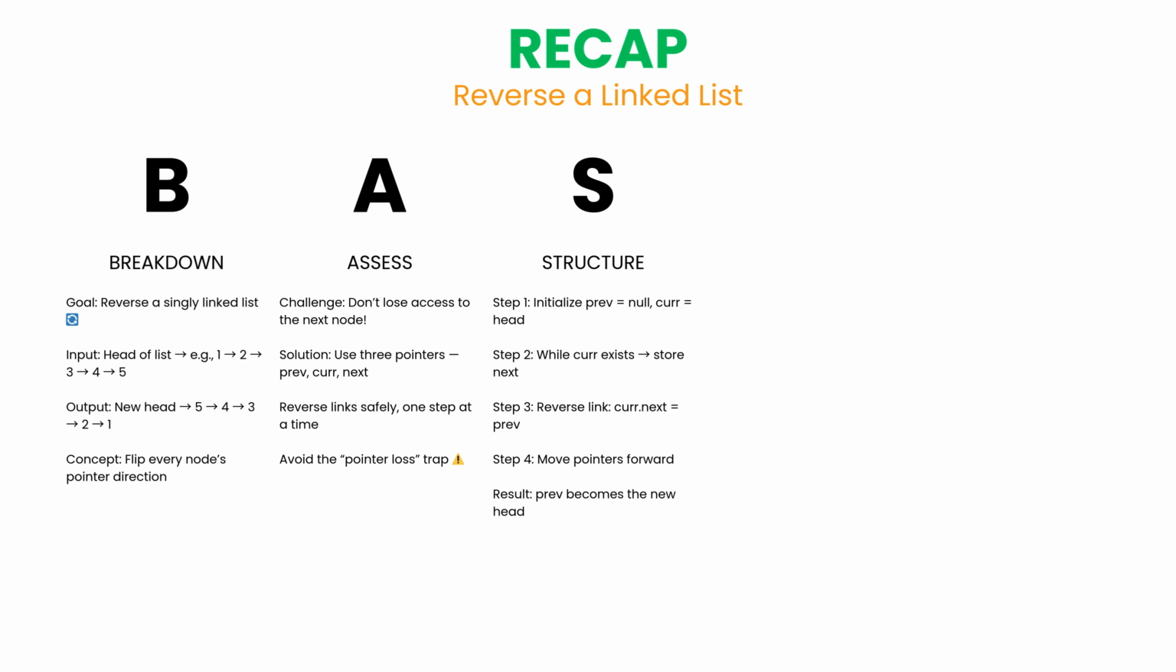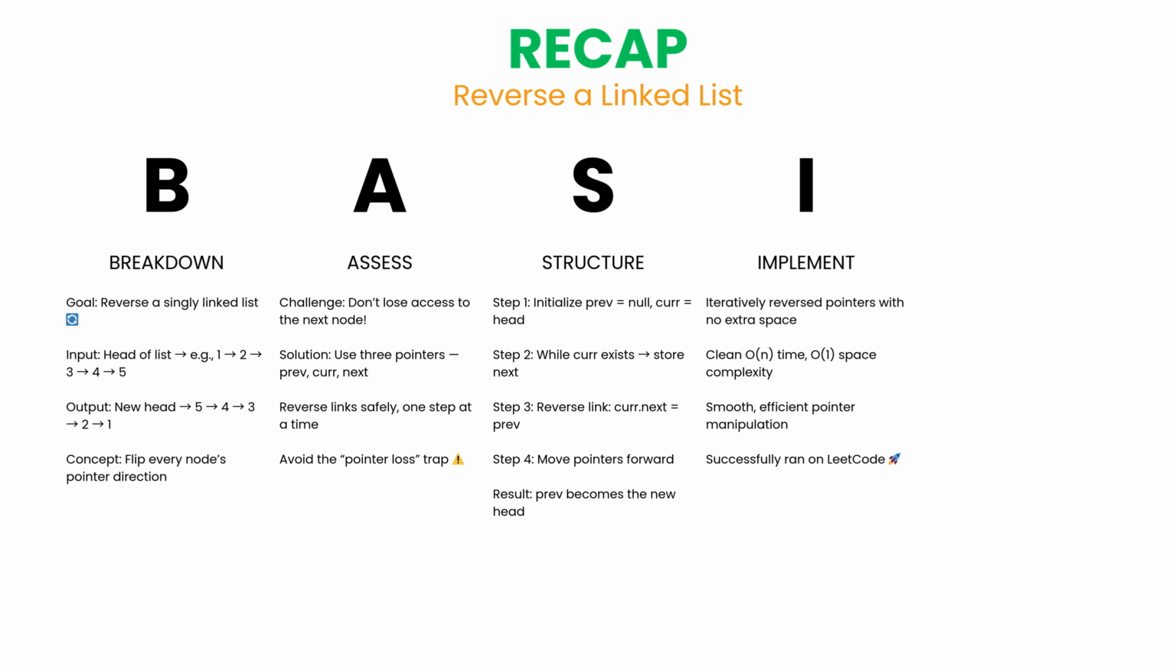Structure recap. Our plan was straightforward. Initialize two pointers, previous and current. For each node, first store the next node. Reverse the current node's pointer to the previous node. Move previous and current forward. Repeat until the end. At the end, previous points to the new head.